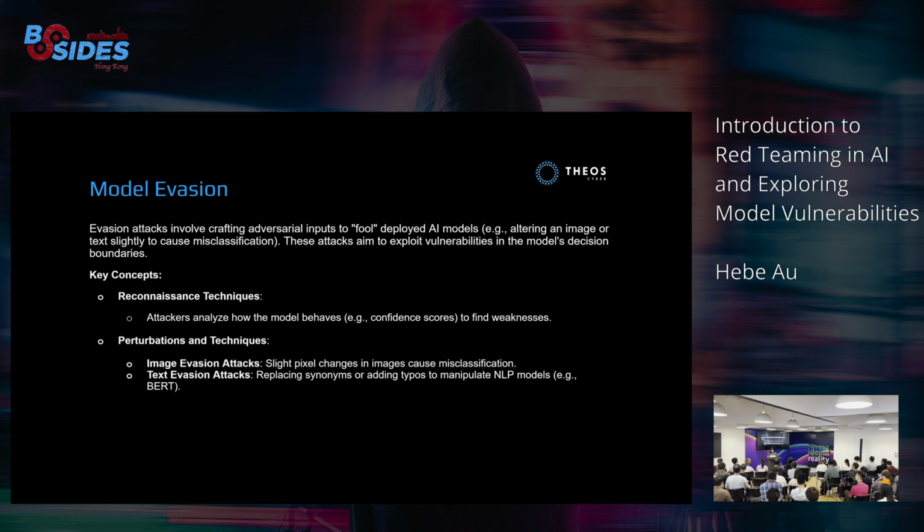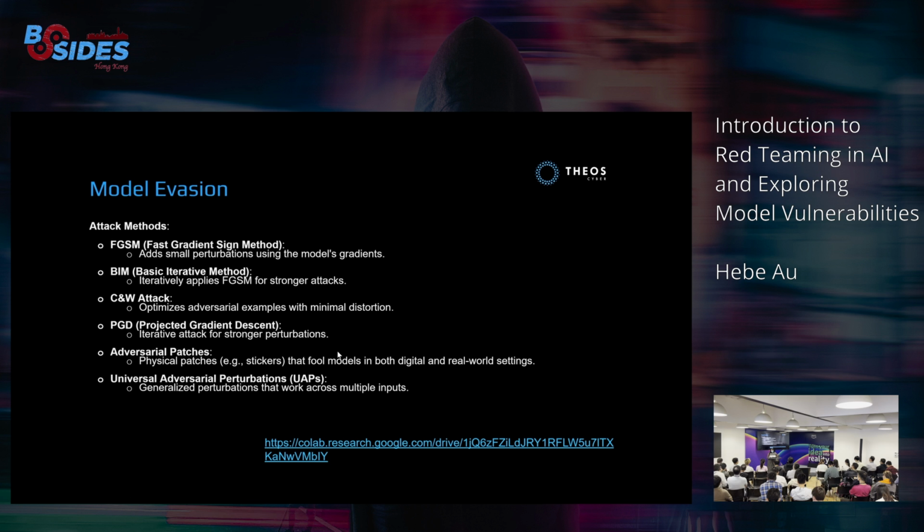If the model is doing image processing, of course you can change the pixels to cause the system to do a misclassification. For text, you can replace some words with similar words or add some typos to fool the natural language processing model.